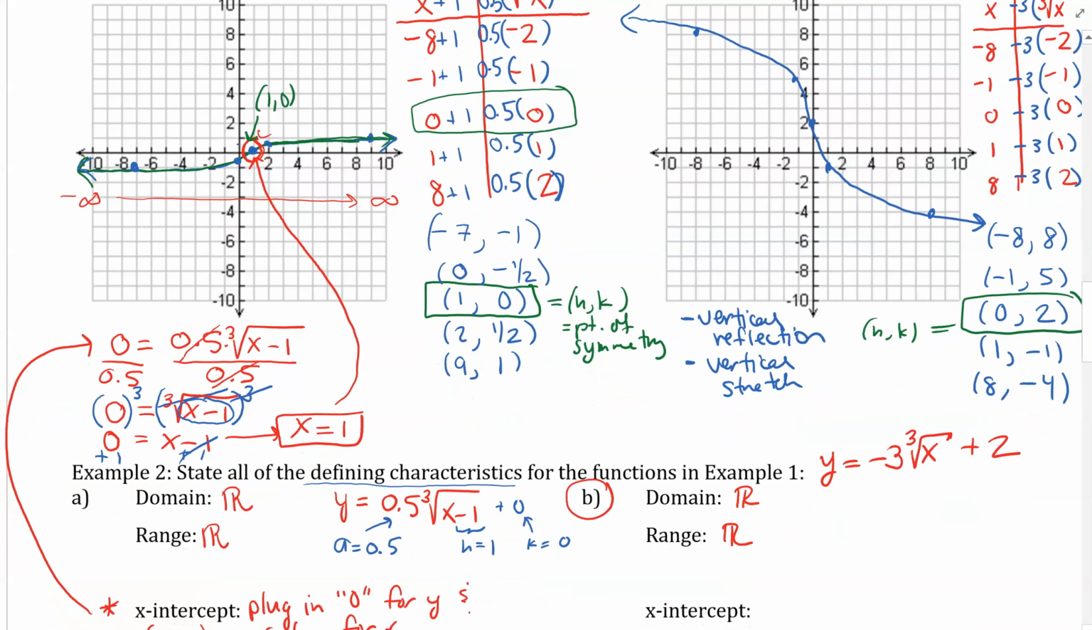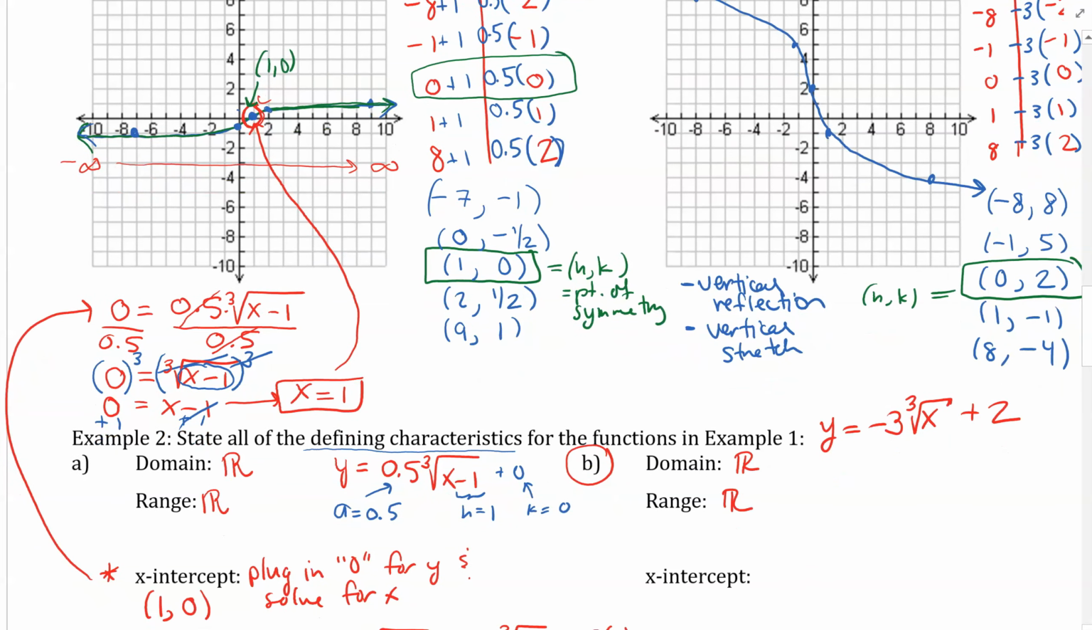For the x-intercept, that is when we plug in 0 for y and solve for x in this equation here. So I'm going to do the work for that right here. Plug in 0 for y. And my goal is to isolate x. So I am going to start by subtracting 2.